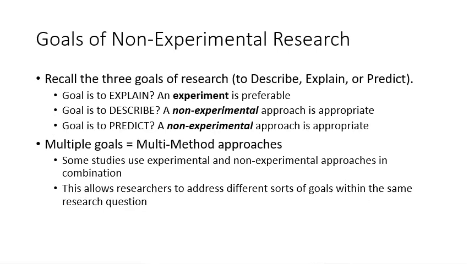So the goals of non-experimental research, therefore, are not to determine a cause. You'll remember the three goals of research: to describe, explain, or predict. If your goal is to explain or to show that A causes B, then an experiment is the best way. But if your goal is to describe, just to describe what's going on, then a non-experimental approach is appropriate. And if your goal is to predict an outcome, a non-experimental approach is appropriate. And sometimes we have multiple goals and we can rely on multi-method approaches, which we'll talk about later. That's just using experimental and non-experimental approaches in combination.